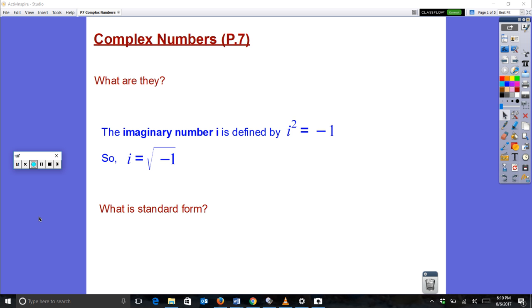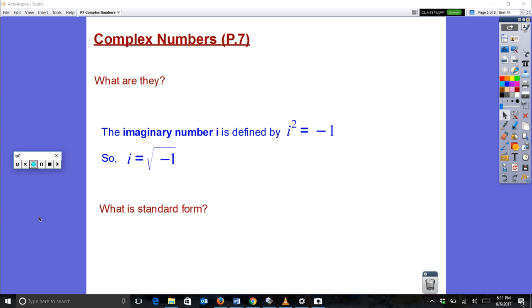Hello class, we're going to look at complex numbers in this lesson. Really for this course this should serve as review, and that's why we're going back to the preliminary chapter to look at complex numbers a bit, because moving forward we're going to be doing some lessons with quadratic equations and we're going to get complex or imaginary answers. So question, what are they, right?